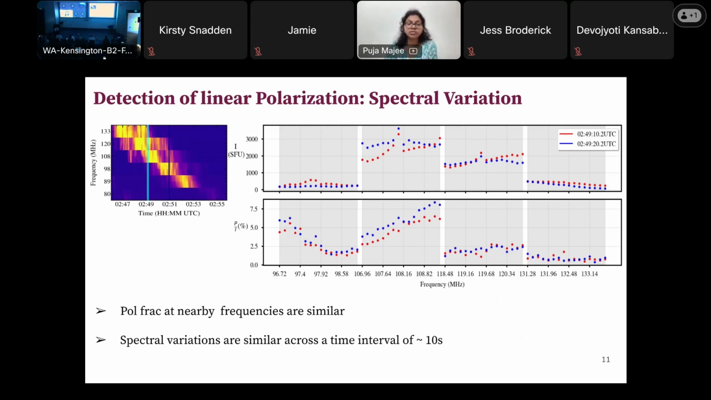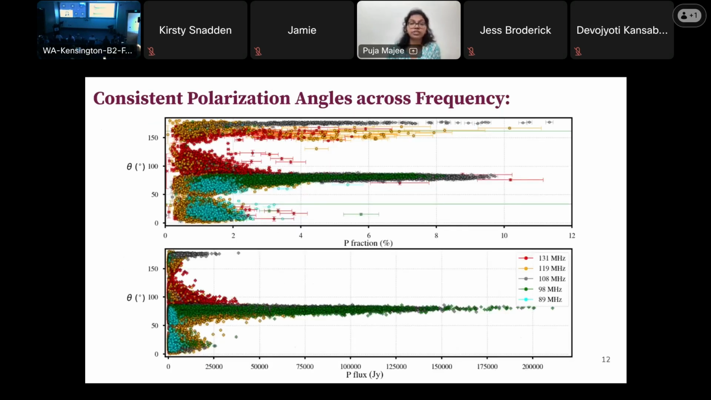Then to look deeper into it, we also looked into the polarization angles. Here is the polarization angle map. This is the polarization angle with the linear polarization fraction, and this is the polarization angle with the linear polarization absolute flux. As you can see, the different colors show different frequencies, and at different bands the polarization angles are very consistent.